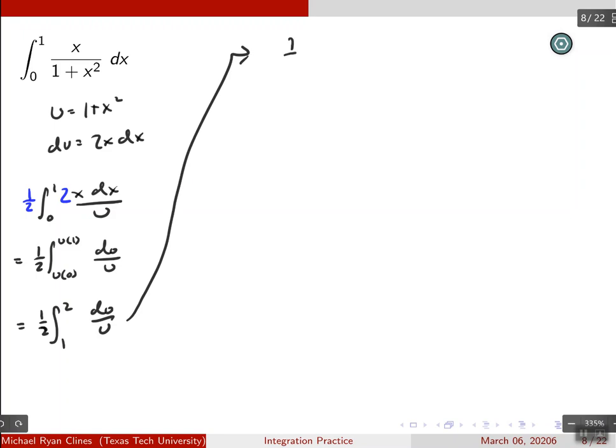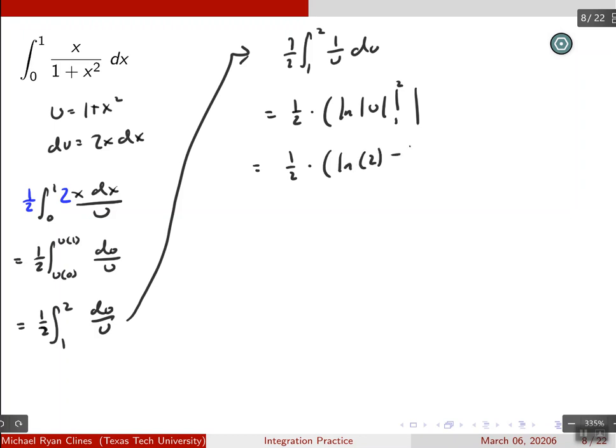And now we can actually integrate this thing. Well, 1/2 the integral of 1 to 2 of du over u is equal to 1/2 the integral from 1 to 2 of 1 over u du, which is 1/2 times the natural log of the absolute value of u from 1 to 2, which is equal to 1/2 times the natural log of 2 minus the natural log of 1, which is equal to 1/2 times the natural log of 2 minus 0, because the natural log of 1 is 0. So this is equal to 1/2 the natural log of 2.